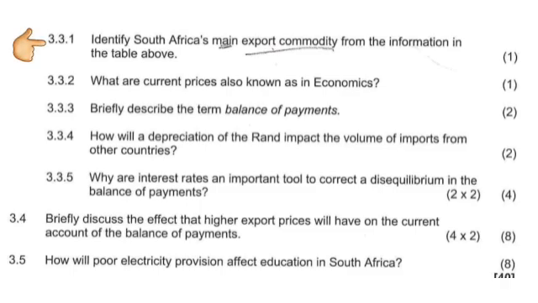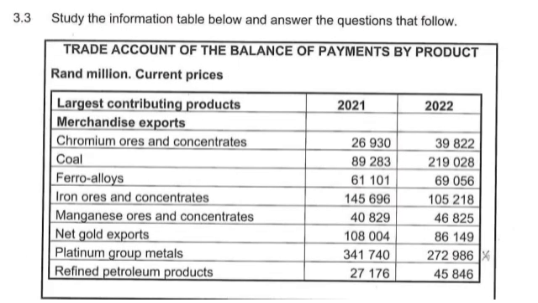In 3.3.1, it says identify South Africa's main export commodity from the information above. So we want the one that is bringing us more income, because remember, these are the commodities or merchandises that we are exporting. When you export goods, it means that you are selling them to other countries to bring money into your own country. So we are going to go back to that table and see which of these is giving me more money.